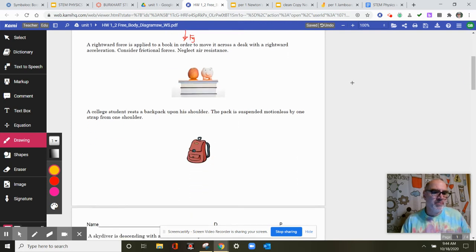All right, now we've got books on a table. We're pushing on the books. We're just pushing the books rightward, so that's some sort of pushing force. I just put a P for pushing or pulling. We're pushing on the books and considering frictional forces. All right, so what's happening here?